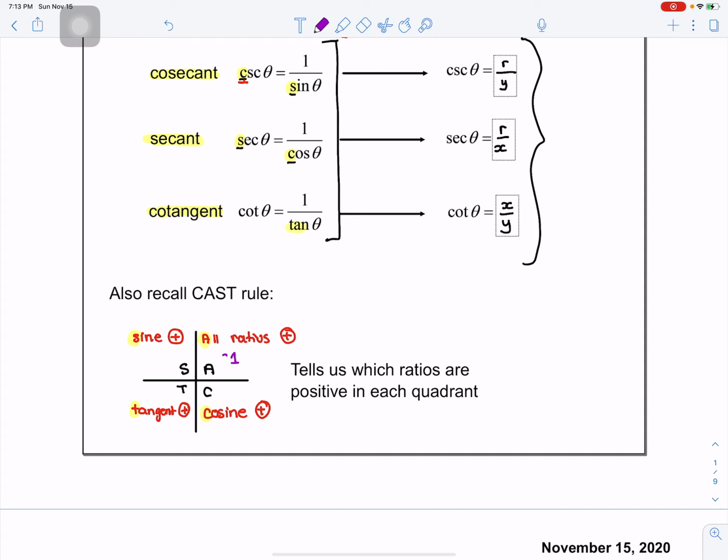Another thing you have to remember is this is considered quadrant 1, quadrant 2, quadrant 3, and quadrant 4. We move in a counterclockwise direction for positive angles, and we move in a clockwise direction for negative angles. But quadrants 1, 2, 3, 4 get labeled from top right in a counterclockwise direction.